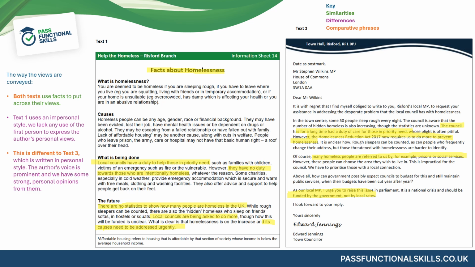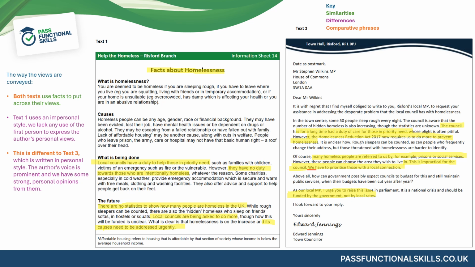In Text 3, this is different. Text 3 is written in a much more personal style. The author's voice is really prominent throughout, and we have some strong personal opinions from them. So just to give you an example here, they say this is impractical for the council. We have to prioritise those with a local connection. So really personal there, especially that use of the word we, showing that the author's voice is really clear within the text.